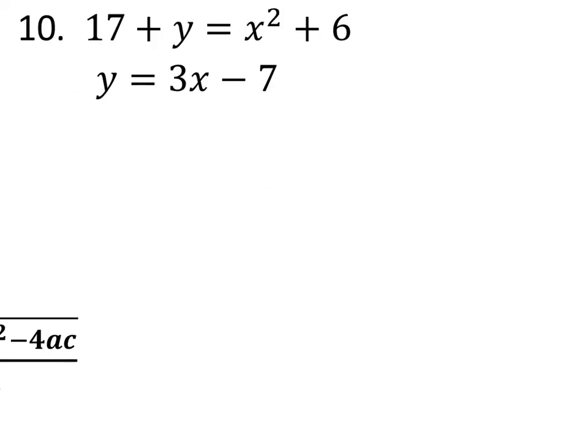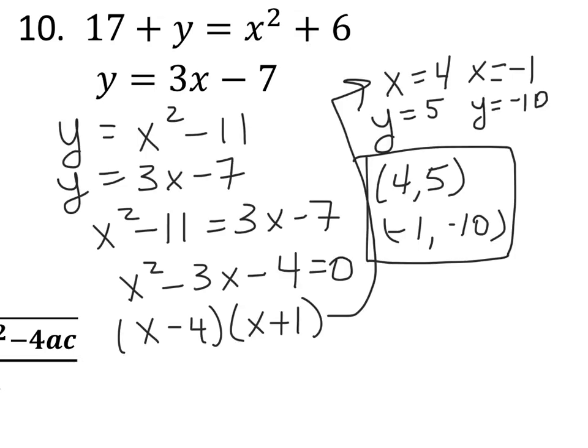We're going to do the same thing with number 10 that we did with number 9. All right, so we set both of these equal to y equals. So I had to move the 17 over. I got x squared minus 11. Then I set them equal to each other. x squared minus 11 equals 3x minus 7. Then I moved everything over to make it equal to 0. So we set this equation equal to 0.